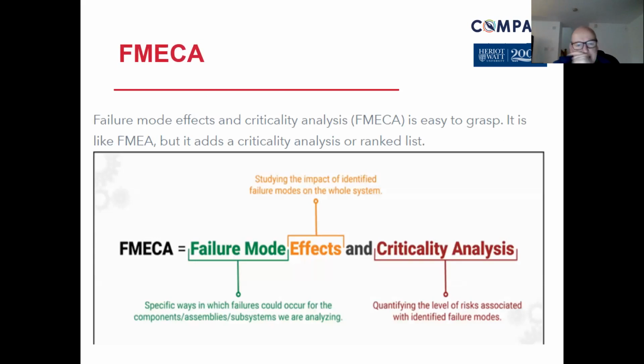So if we look at it diagrammatically, there are the critical versions, FMECA, so it has a critical analysis part to it, but it still follows the same route. You study it, you look at where it can go wrong, you quantify it, and then you identify what's needed to prevent the failure.